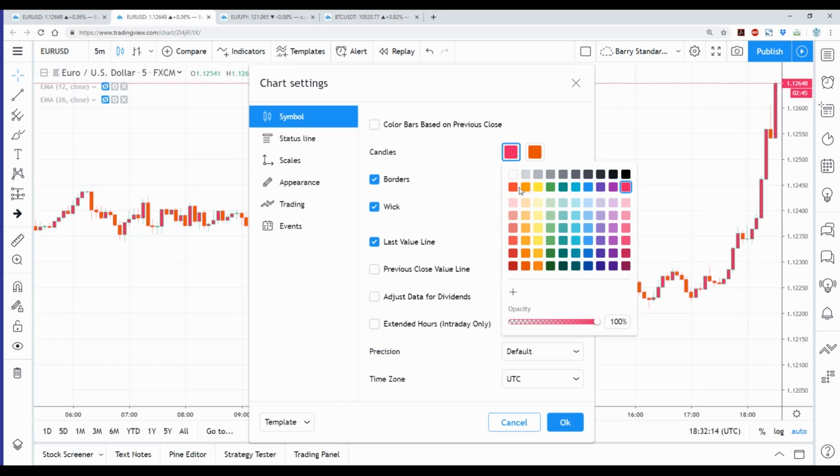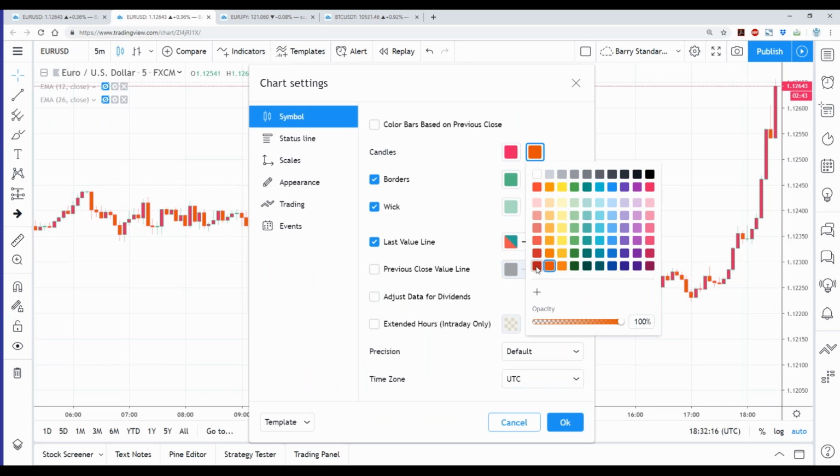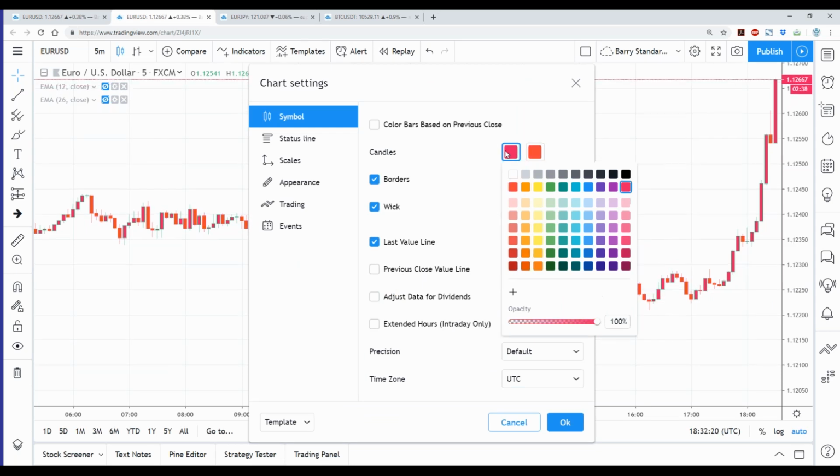Now, I forgot which ones I changed to where. Okay, here we want to change it back to red. And here we want to change back to green.